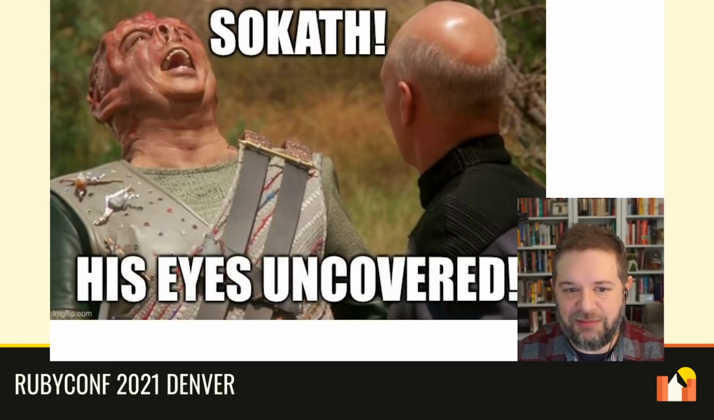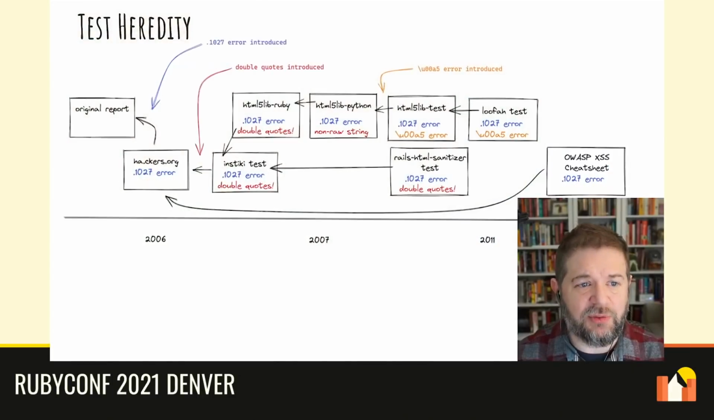I understand all of the problems, and we can rewrite history and see how all of these errors were introduced over time. We have our original report with no errors. We have hackers.org introducing the .1027 error. We have Sticky introducing double quotes, which were persisted in Python with a non-raw string. And then later, an A5 error was introduced into the Loofah test. Awesome. And so for 14 years, this test has been propagating through various test suites. And at no point was it actually a valid test.